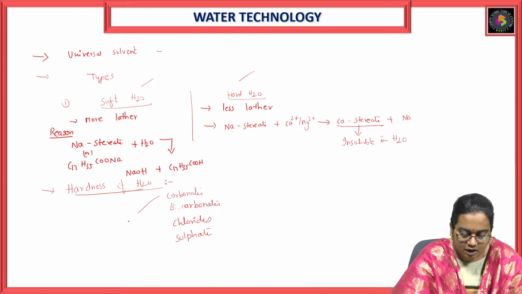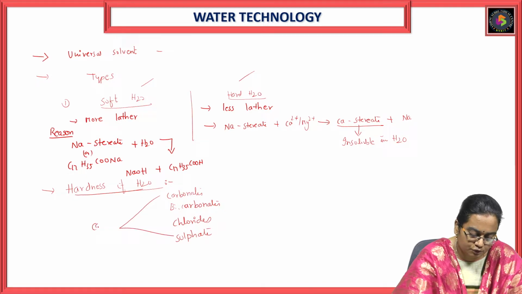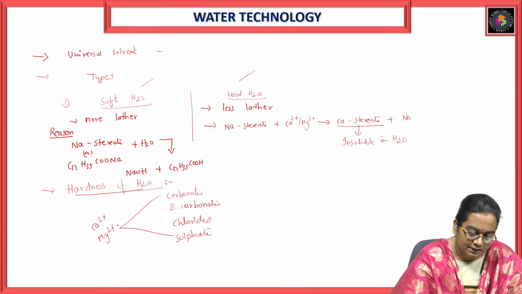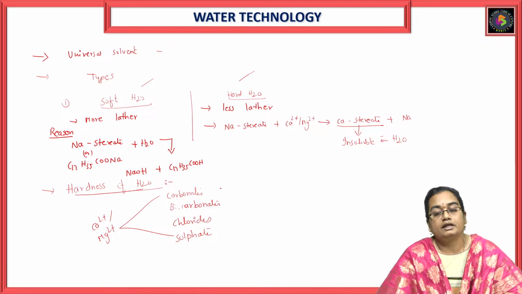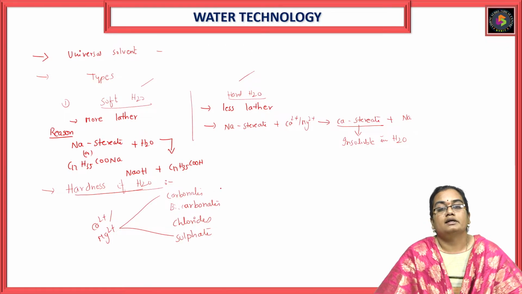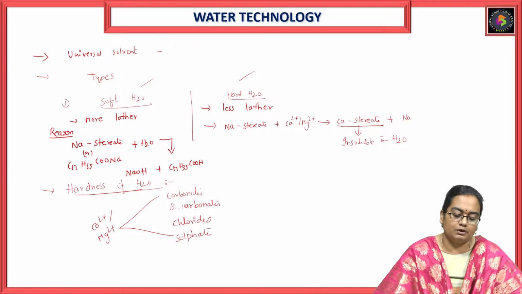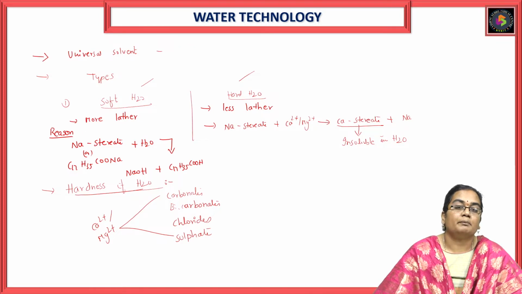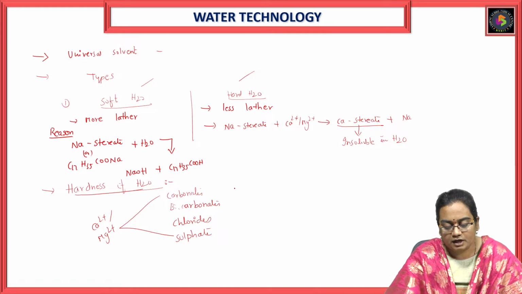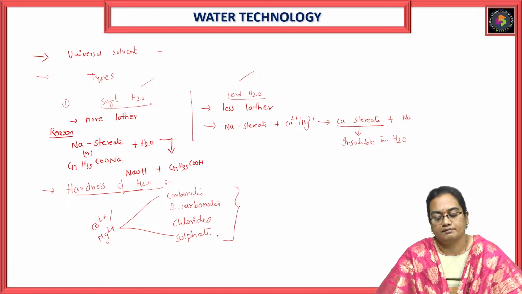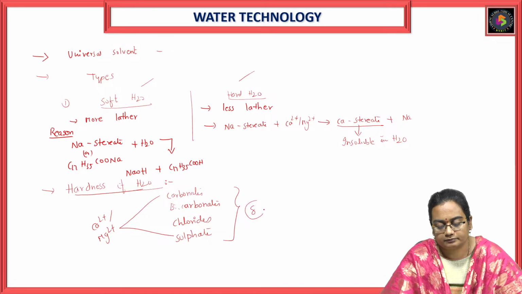So mainly hardness of water is caused due to the presence of calcium and magnesium salts. That means it is mainly caused due to calcium carbonate, calcium bicarbonate, calcium sulfate, calcium chloride. The others are magnesium carbonate, magnesium chloride, magnesium sulfate and magnesium bicarbonate. So mainly hardness is caused due to the presence of these eight salts.